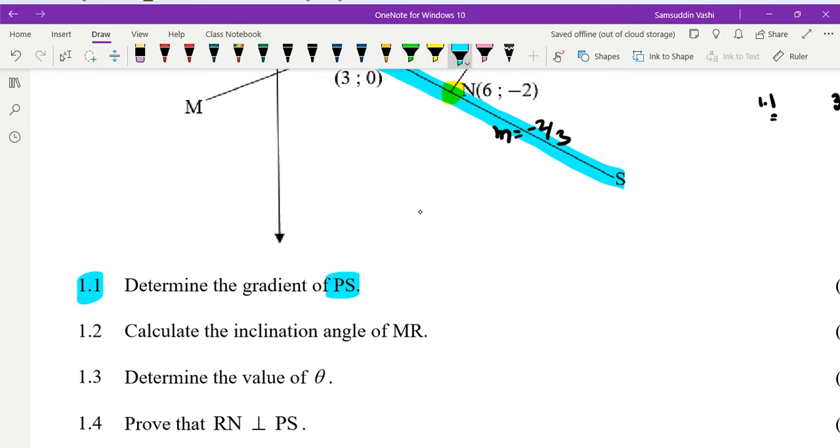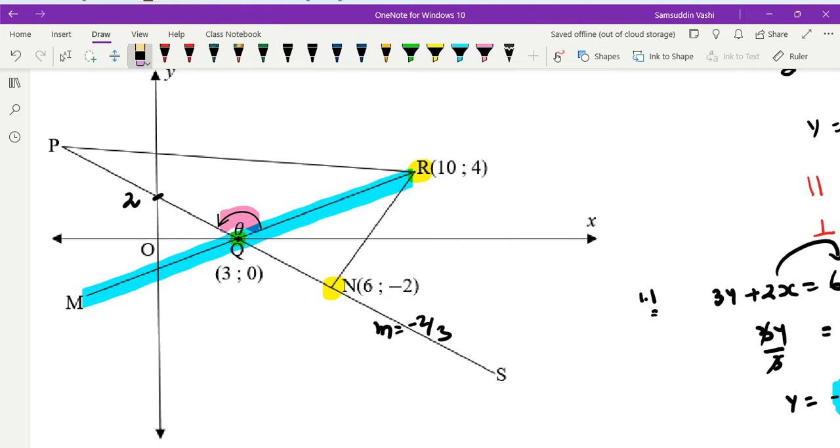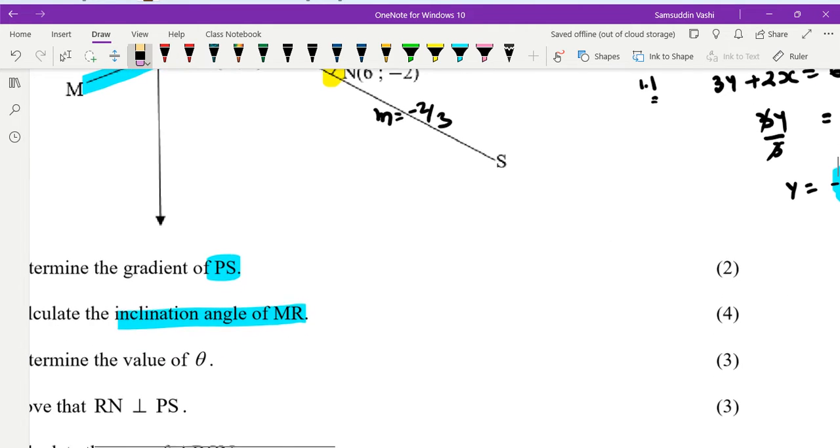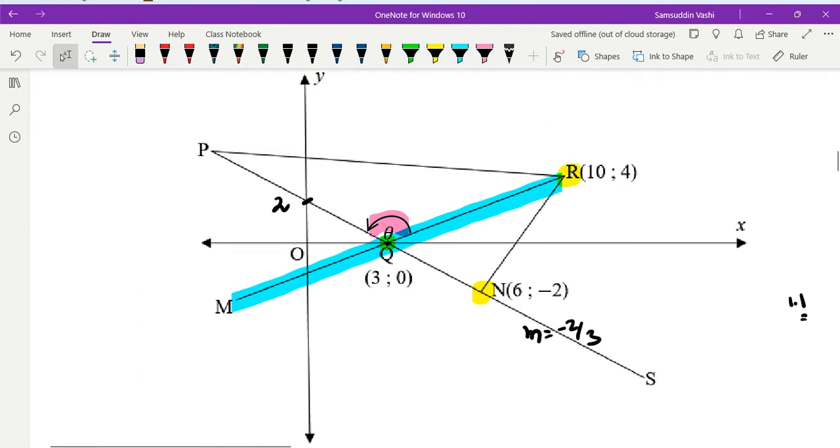Then 1.2, calculate the inclination angle of MR. Okay, the inclination angle of MR. This is MR. Where is that inclination angle? Tell me. I'm reading it again. Calculate the inclination angle of MR. We are not talking about theta. All right. And the inclination angle is with the x-axis.